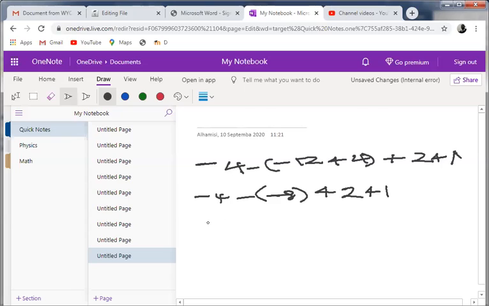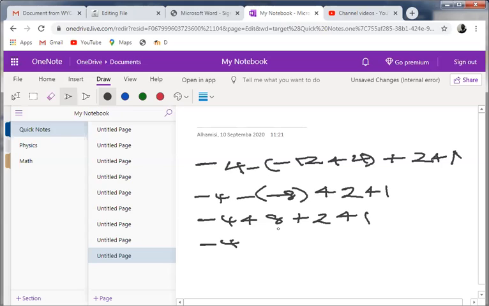Then you will proceed and find that this negative and this negative, because we know when a negative and a negative are being multiplied, the solution there is positive. So you are going to have negative 4 plus 8 plus 2 plus 1. Then we can come here and then maybe have all the positive integers together. So we can have negative 4.